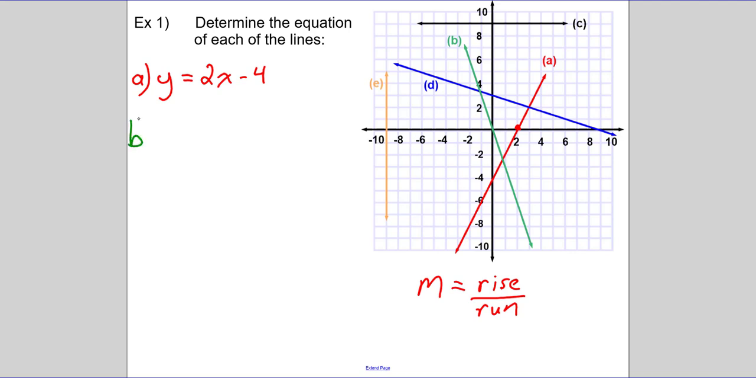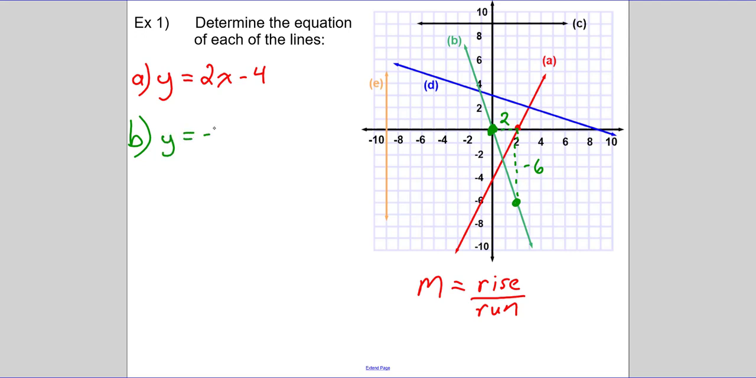I keep saying number B, letter B. Again, we can pick any 2 points that work. It looks like right here at the origin, that appears to be a point. And let's pick a point, say, way down here. And I can draw my triangle in. And we can see we're going over 2 and down 6. So 2 and 6, that would give me a slope of 3, but notice the graph is going down and to the right, so our slope is actually going to be negative, so this gives us a slope of -3.